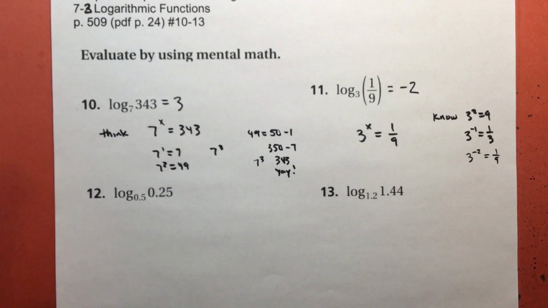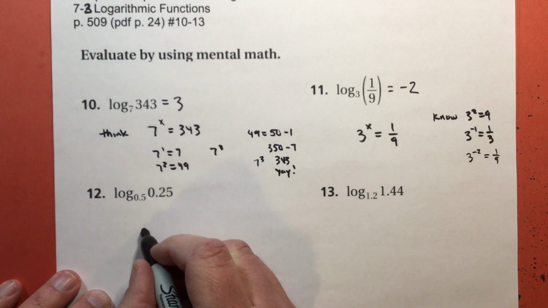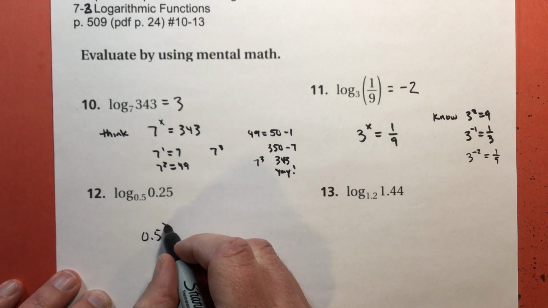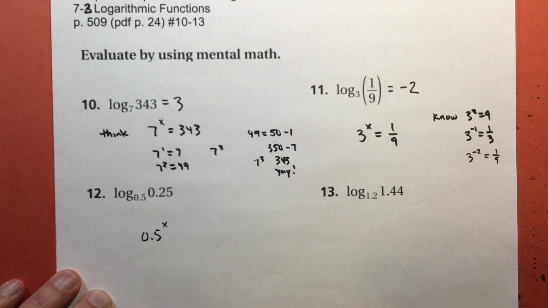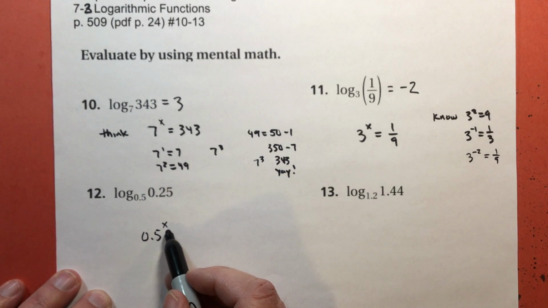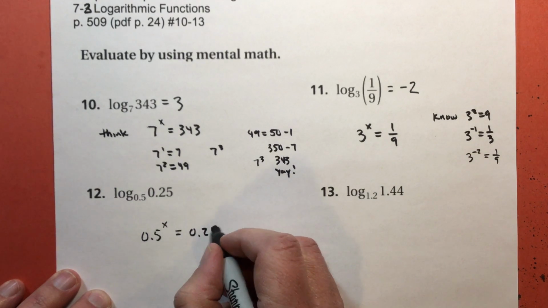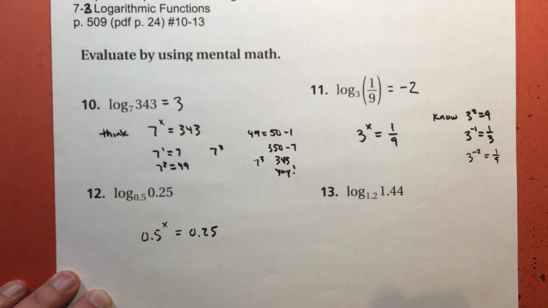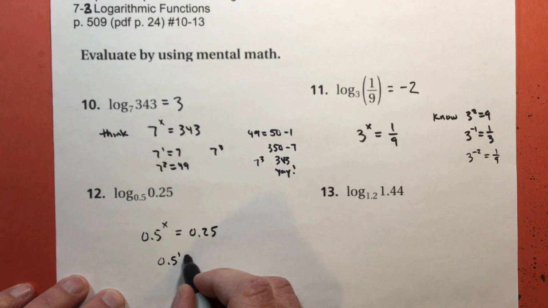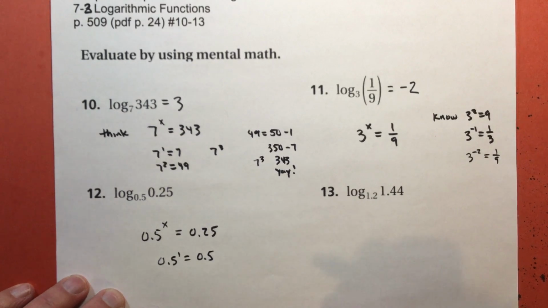For number 12, don't panic about the decimals. This is not bad. My base is 0.5. I'm trying to find what the logarithm equals. The logarithm is the exponent, so my exponent's what I'm trying to find. And this equals 0.25. All right, so maybe you recognize it right off the bat, maybe you don't. So you can start trying this. 0.5 to the first power is just 0.5. That's not it. 0.5 to the second power.